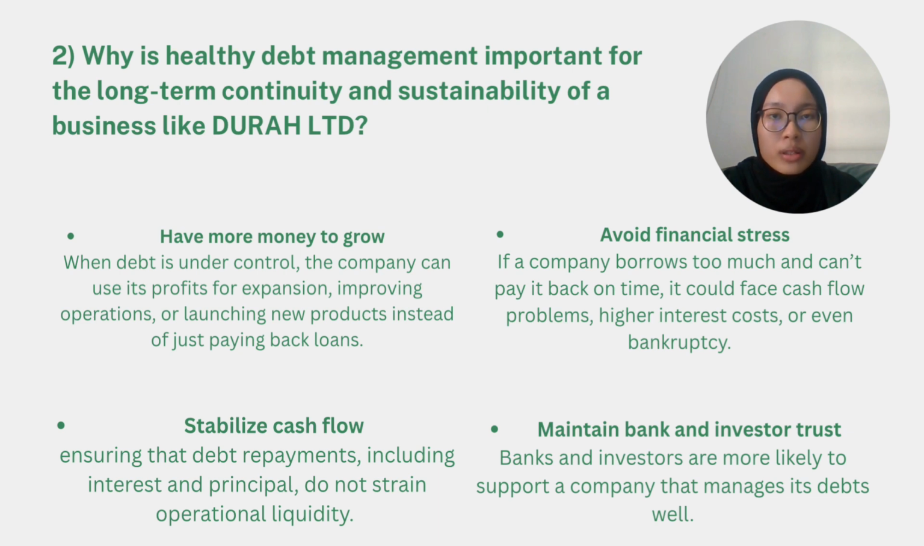When debt is under control, the company can use its profit for expansion, improving operations, or launching new products instead of just paying back loans. Next, healthy debt management can stabilize cash flow by making sure that debt repayment, including interest, does not strain operational liquidity. This allows a business like Dura Ltd to fund its daily operations without interruption.